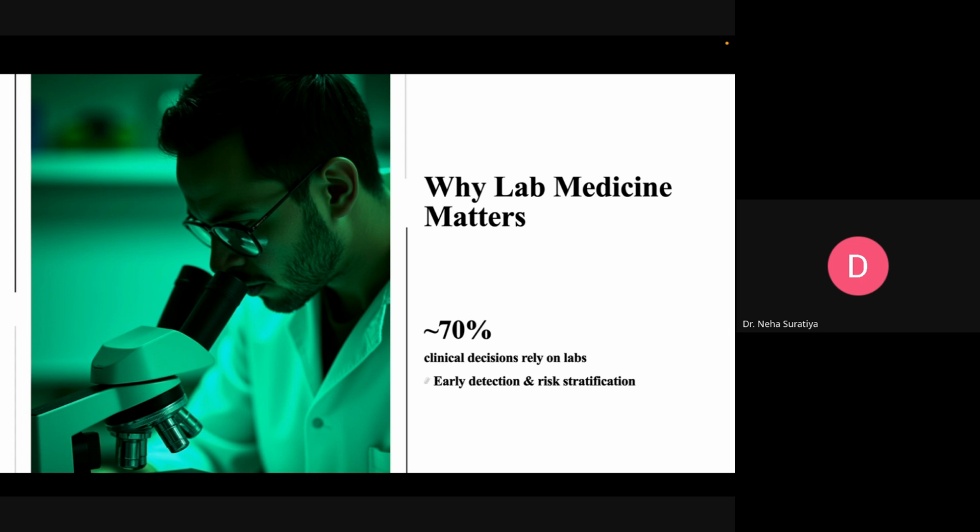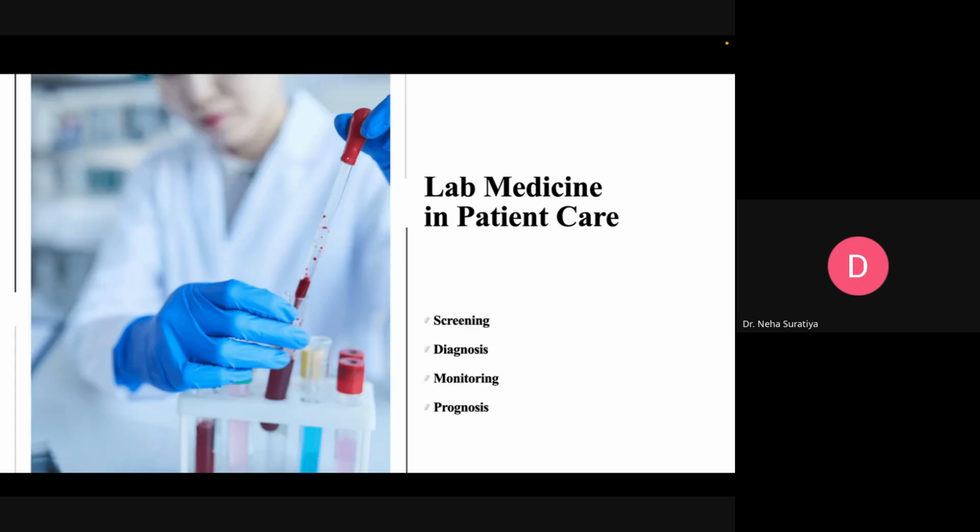I hope now you have an idea what exactly laboratory medicine is all about, and why it holds so much importance. Now, this is the foundation of the whole course. Let me give you an idea about lab medicine across the patient's journey, patient care. Of course, lab tests are not only used when patients are sick. Not at all, right? They start much earlier.